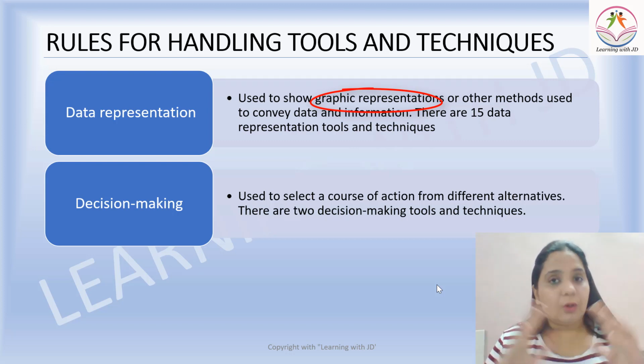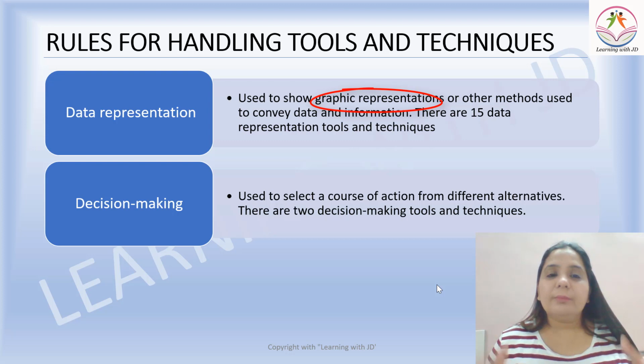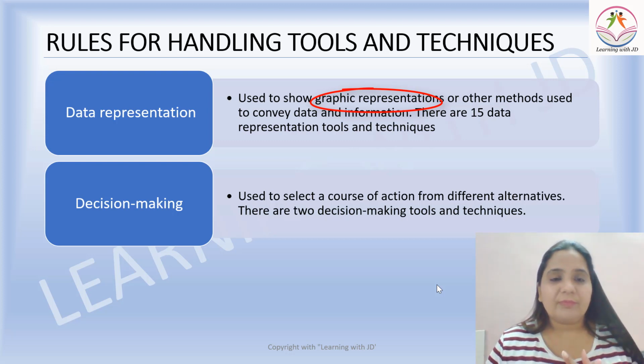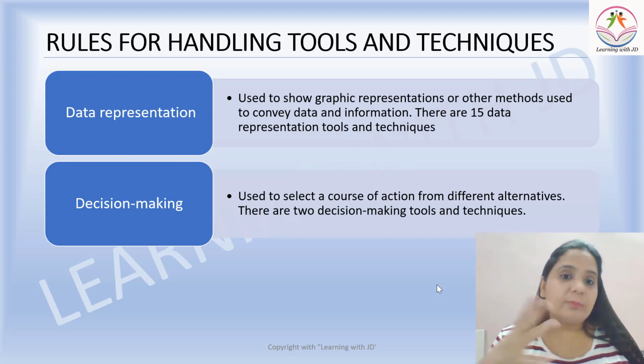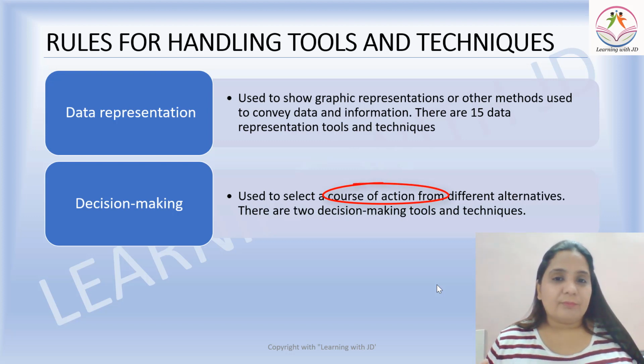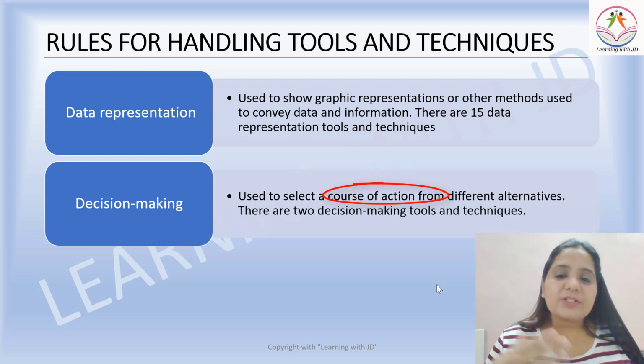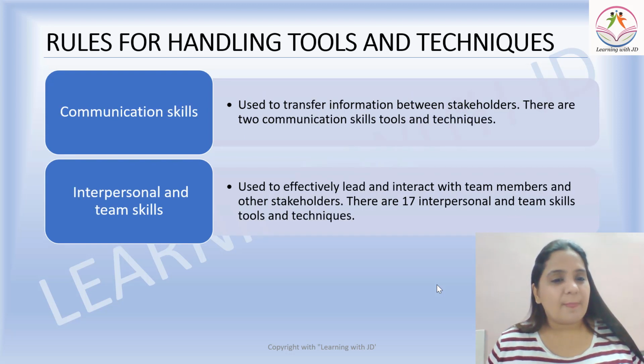Now you will be able to see all these tools and techniques in greater detail in your PMBOK 6th edition. As I told you at the beginning also, PMBOK 6th edition is extremely important from your examination perspective. Now decision making. You've got the data, you did some analysis, you've done data representation also. You need to do some decision making on that. It is used to select a course of action. What is decision making? You need to take some course of action from different alternatives. There are 2 decision making tools and techniques.